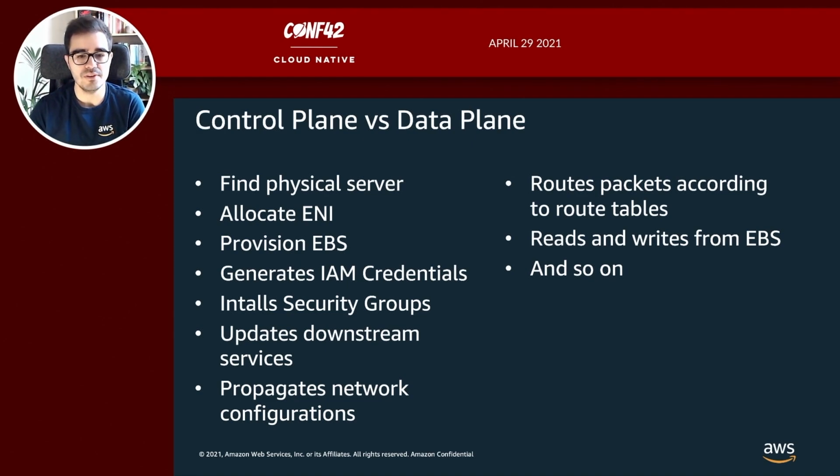But in contrast, the Amazon EC2 data plane keeps existing EC2 instances humming along as expected, performing tasks such as routing packets according to VPC route tables, reading and writing from EBS volumes, and so on. As is usually the case with data planes and control planes, the Amazon EC2 data plane is far simpler than the control plane. As a result of this relative simplicity, the EC2 data plane design targets a higher availability than that of the EC2 control plane.